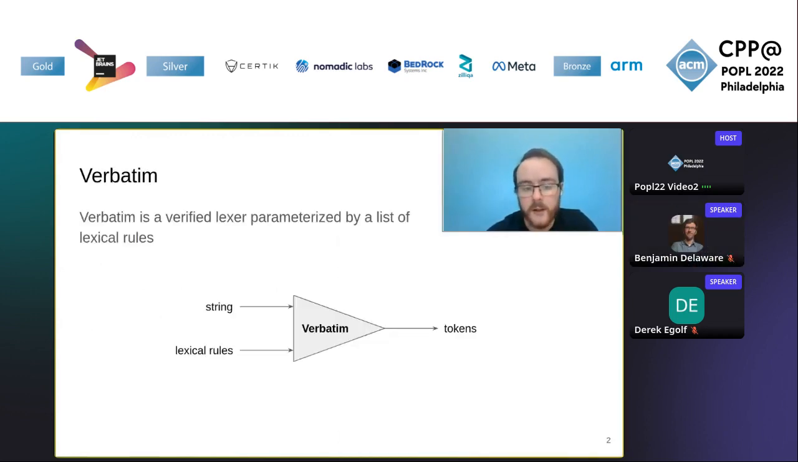Verbatim is a lexer, and it's parameterized by a list of lexical rules. So as you can see, it takes a string and produces tokens that conform to those lexical rules. Verbatim is verified in Coq, but we wanted to make some improvements to its performance and change its output type slightly so that it would be more amenable to downstream parsers.